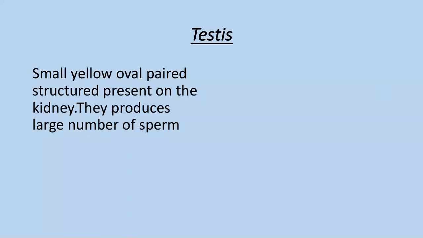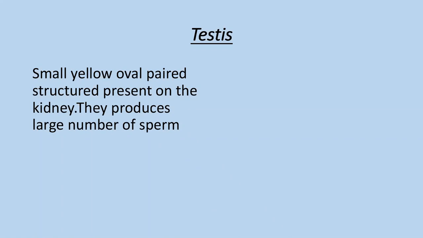First we will study the structure, then we will go to the diagram. What are testes? Testes are small, yellow, oval, paired structures present on the kidney. They are very small. The color is yellow. The shape is oval, and they are two in number, present on the dorsal side of each kidney. From each testis, 4 to 5 very minute tube-like structures come out.